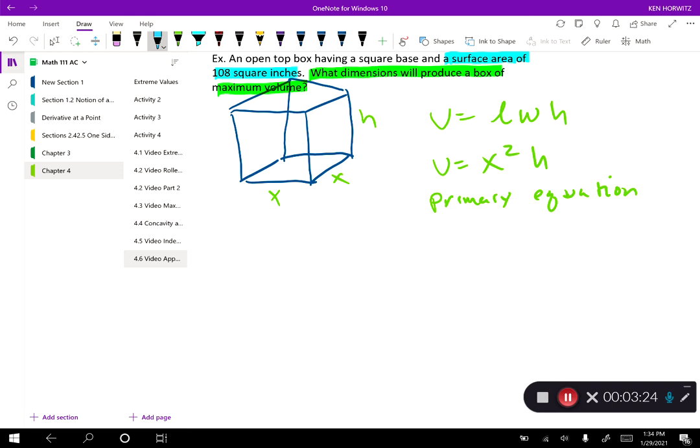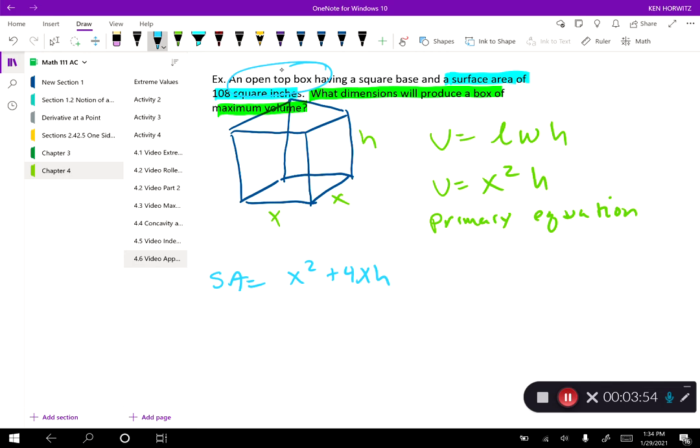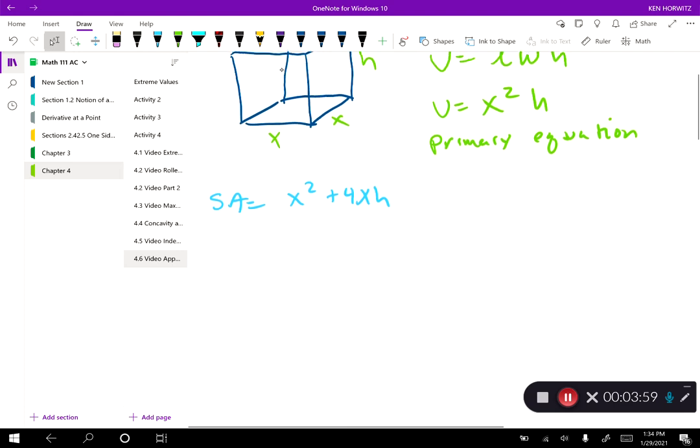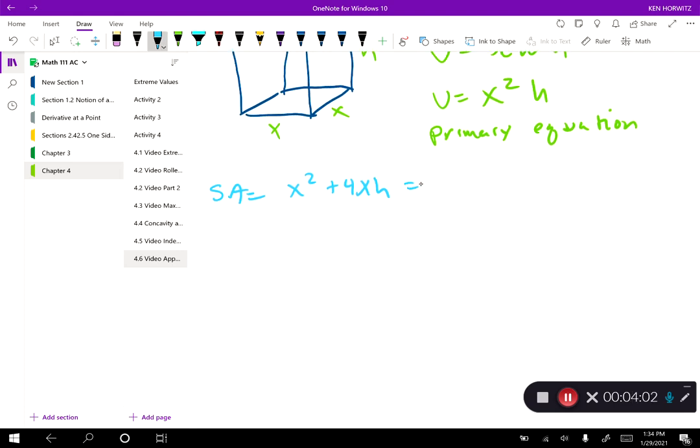So let's try to use that to say surface area equals, well, the area of the bottom is x squared, and the area of each of the faces is x times h. So I'm going to say plus 4x times h. And in the problem, we said it was an open box, which means that there's no top, hence there's no surface area for the top. And this equals 108 square inches.